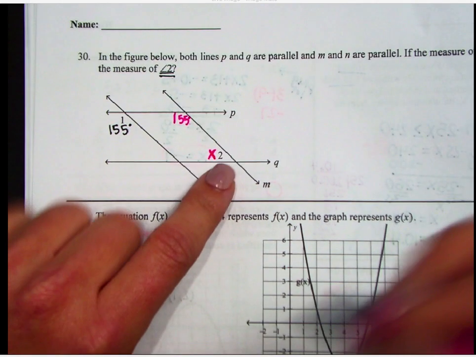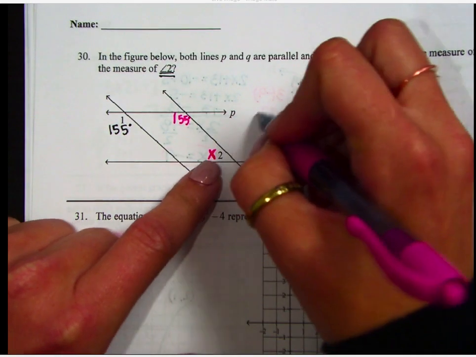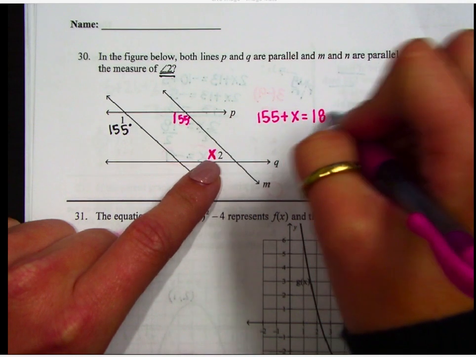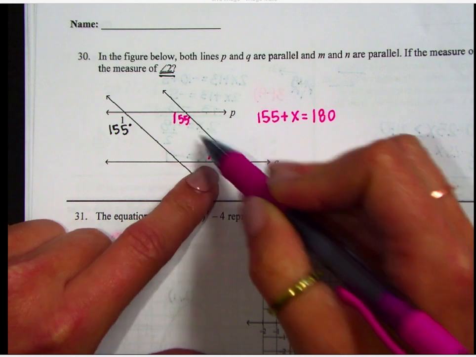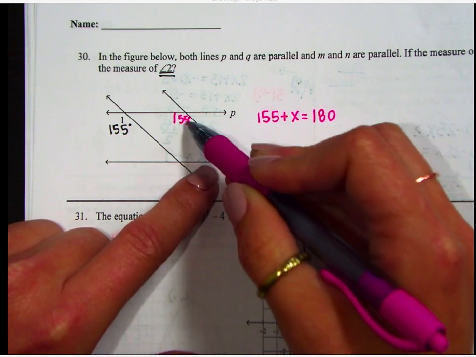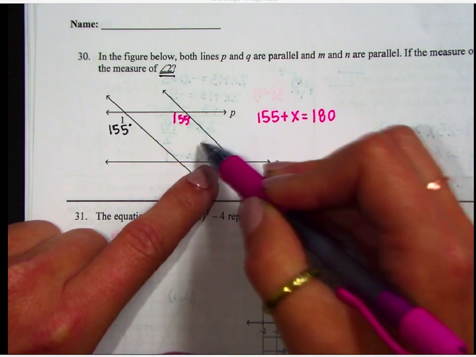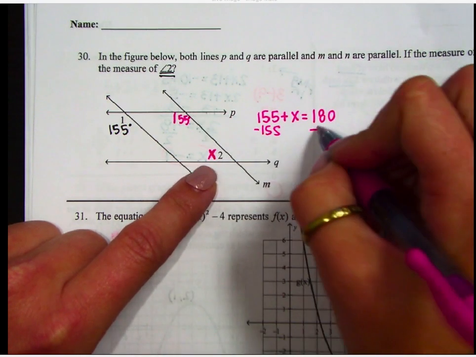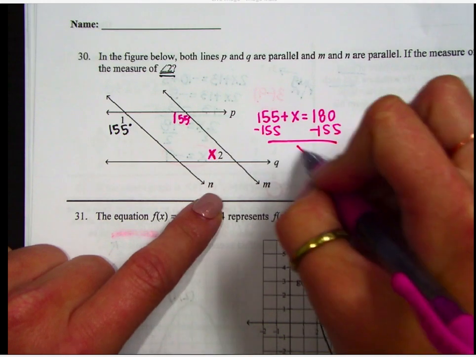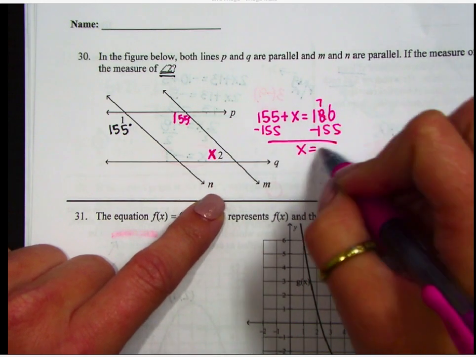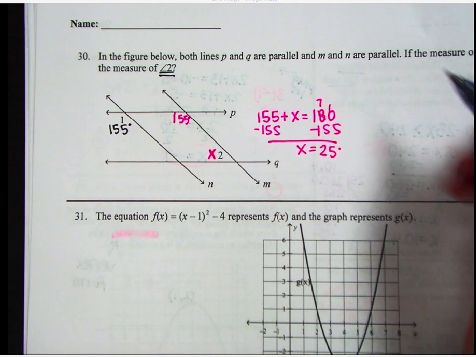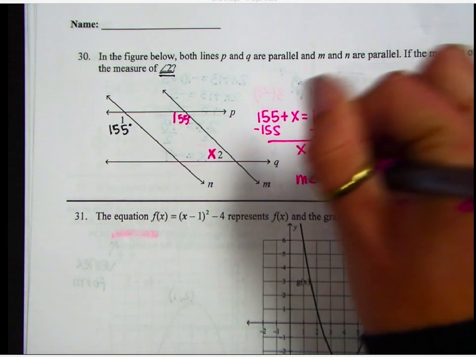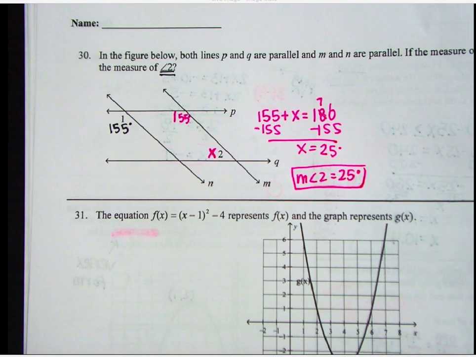So I don't know what angle 2 is. I'll put x, and I'm going to add that with the 155 to equal 180. Again, because these are same side interior, so same side interior angles are supplementary. They add up to 180. So to solve for x, I would subtract 155. So x is equal to 25 degrees. The measure of angle 2 then is 25 degrees.